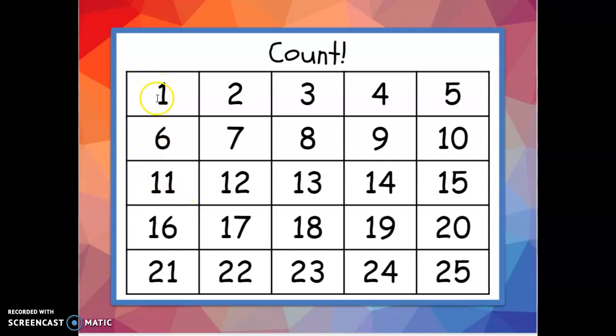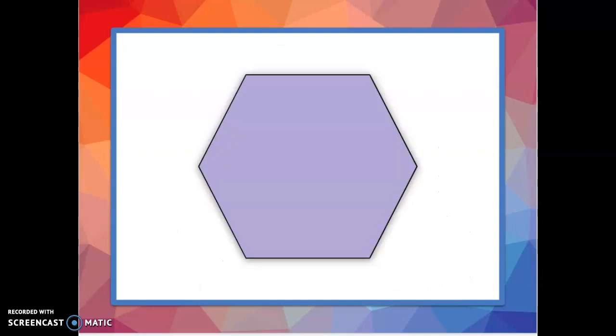Follow my cursor. 1, 2, 3, 4, 5, 6, 7, 8, 9, 10, 11, 12, 13, 14, 15, 16, 17, 18, 19, 20, 21, 22, 23, 24, 25. Great job counting, boys and girls.